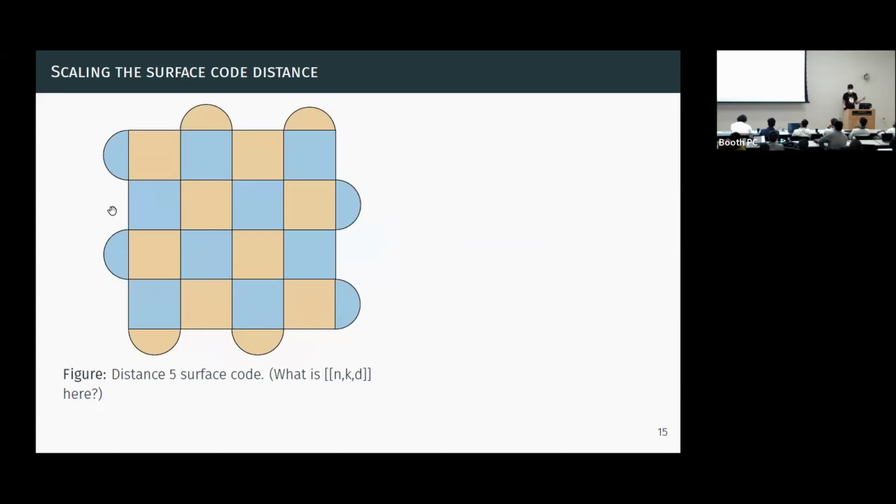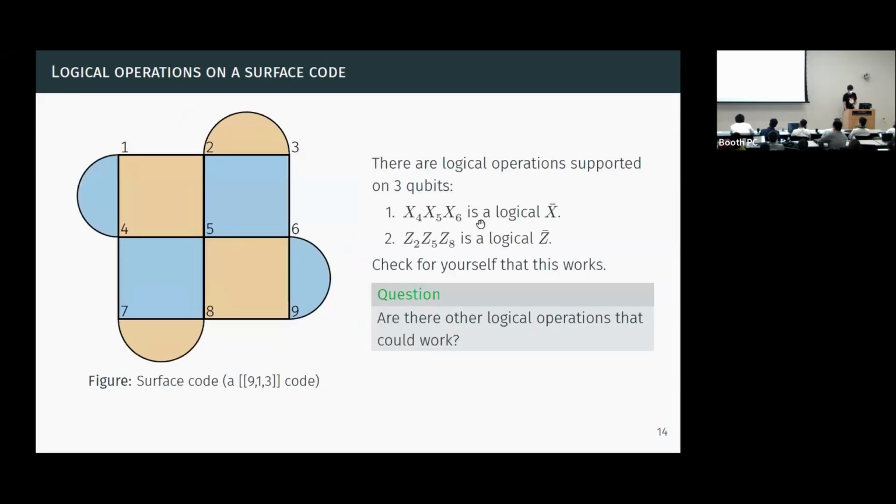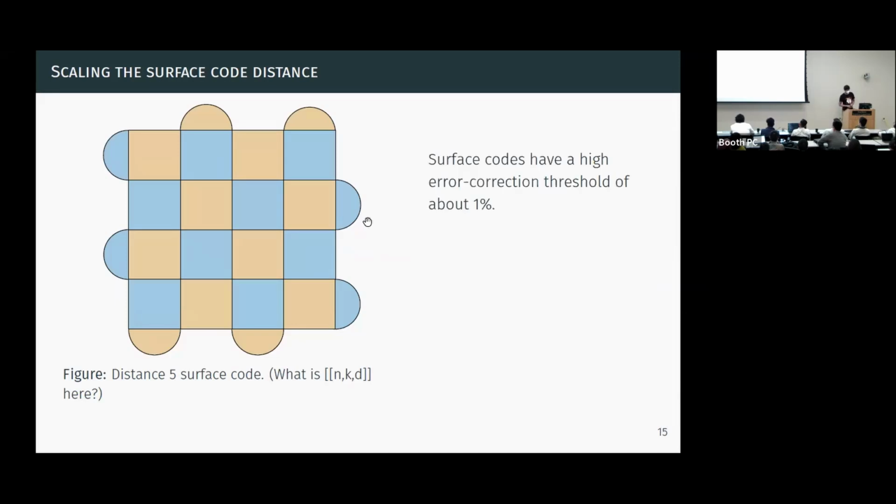Okay, so one very nice property of the surface code is that we can scale it, so we can achieve any arbitrary code distance. And ask yourself, what are n, k, and d here? Maybe d is harder to compute, but you saw the example here, right? It's similar. And one nice thing to note is that surface codes have a high error correction threshold of about 1%. So that means that if we have an error rate of 10 to the minus 2, then we can scale our code distance arbitrarily and suppress that error to any epsilon.